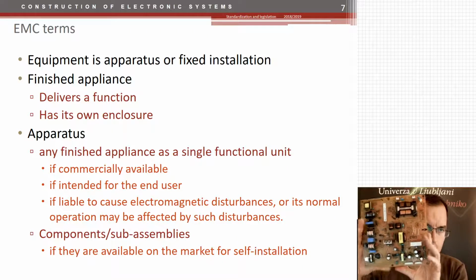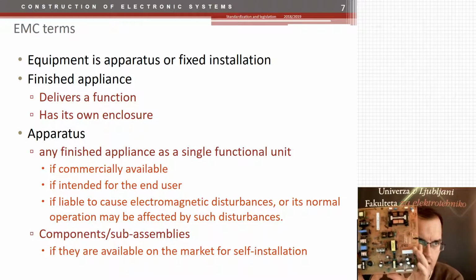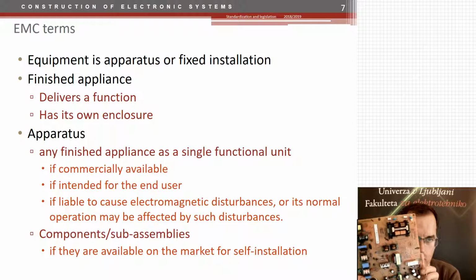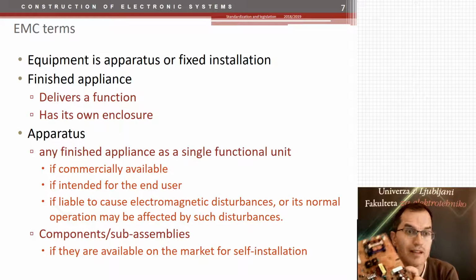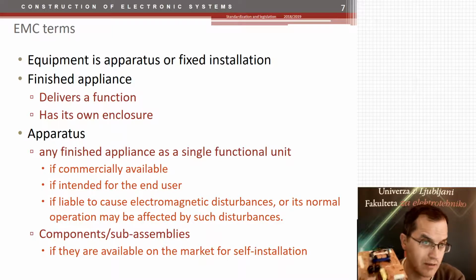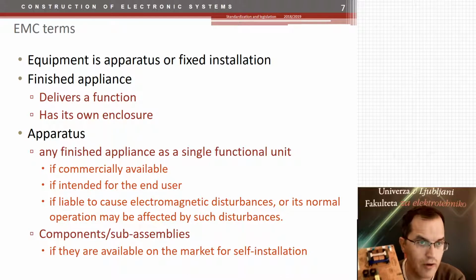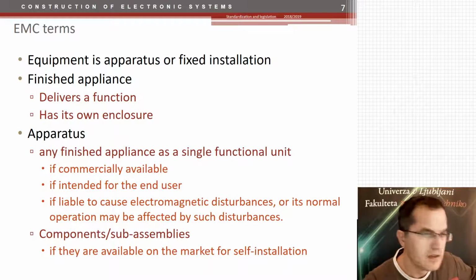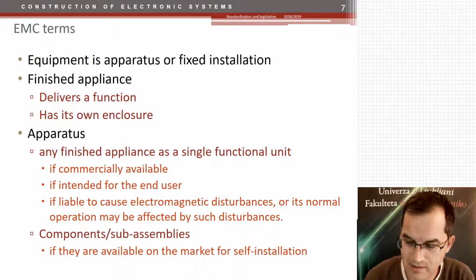Is it an apparatus? Well, surely it doesn't have an enclosure, so it's not a finished appliance. It is not commercially available. It's not intended for end user, but it can cause electromagnetic noise, but still doesn't fall under jurisdiction of the EMC directive because it's not a finished appliance. So I hope you got the idea now. We'll have several such examples later.